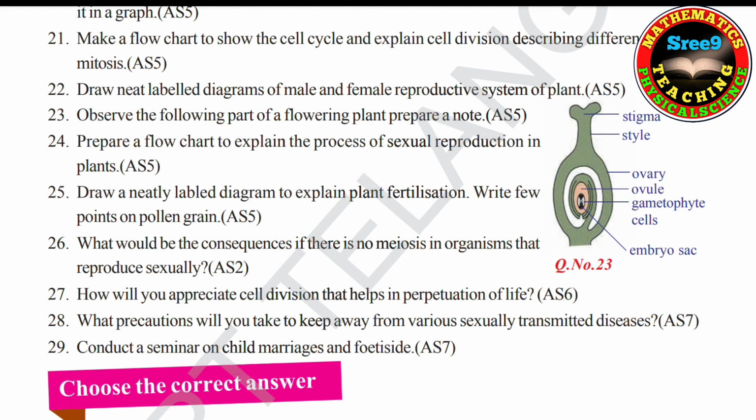Now the most important are the 28th and 29th. Definitely they'll come. What precautions will you take to keep away from various sexually transmitted diseases like HIV/AIDS? Okay. And the 29th is also very, very important: conduct a seminar on child marriages and feticide. So here the question may also come like this: what precautions or what measures do you take to stop child marriages or early child marriages? Such a question may be asked. Okay, you can write on your own.